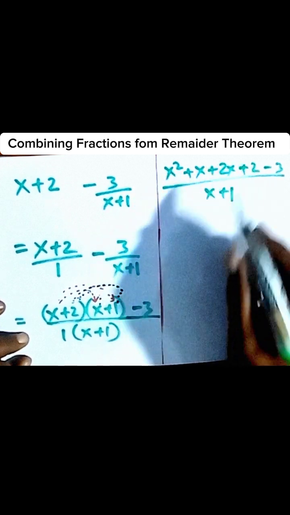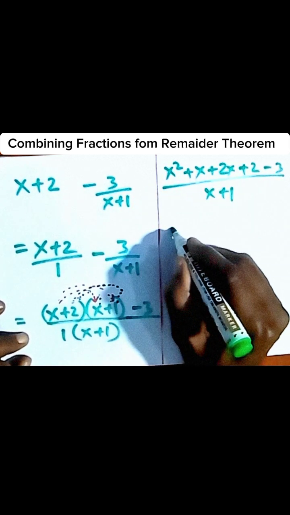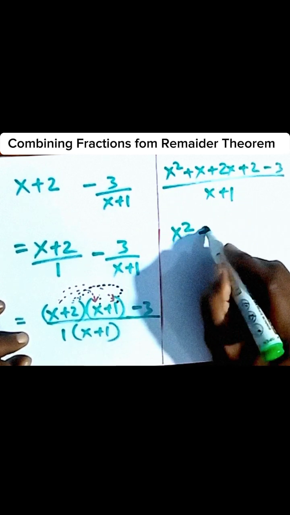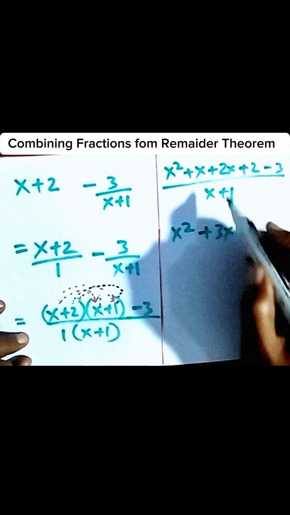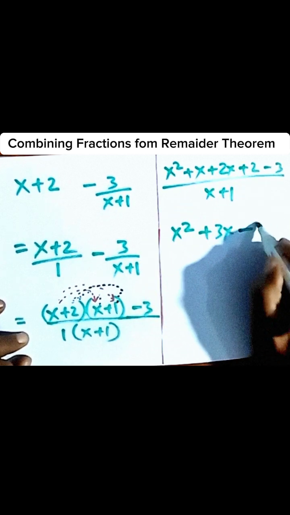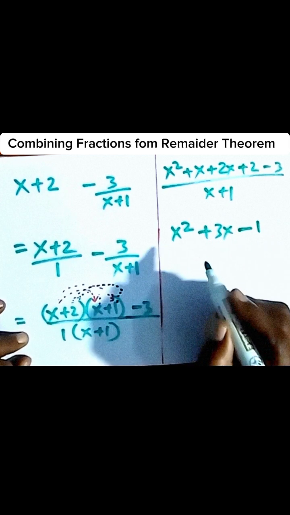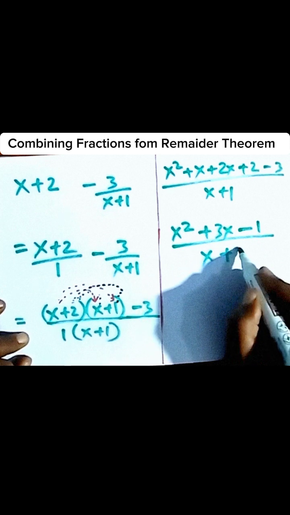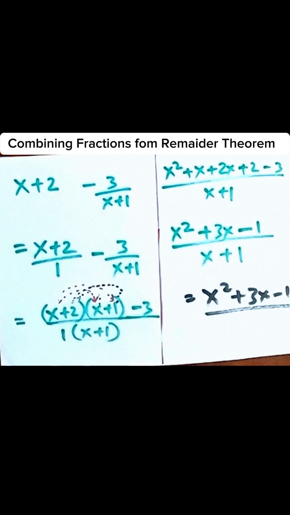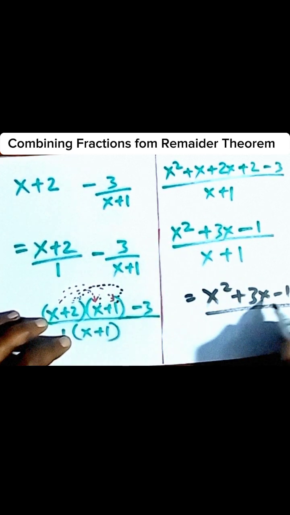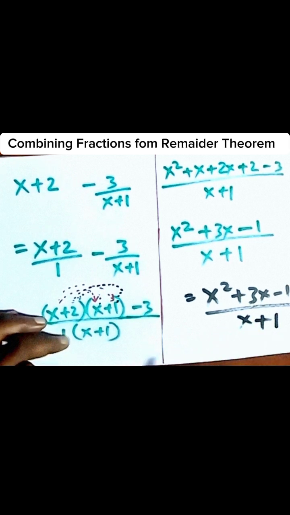So the x squared term will have only x squared with just 1. Then x plus 2x gives us what? 3x. Then plus 2 minus 3 gives us minus 1, all over x plus 1. And guys, that's basically where we started from. We started from x squared plus 3x minus 1 all over x plus 1.